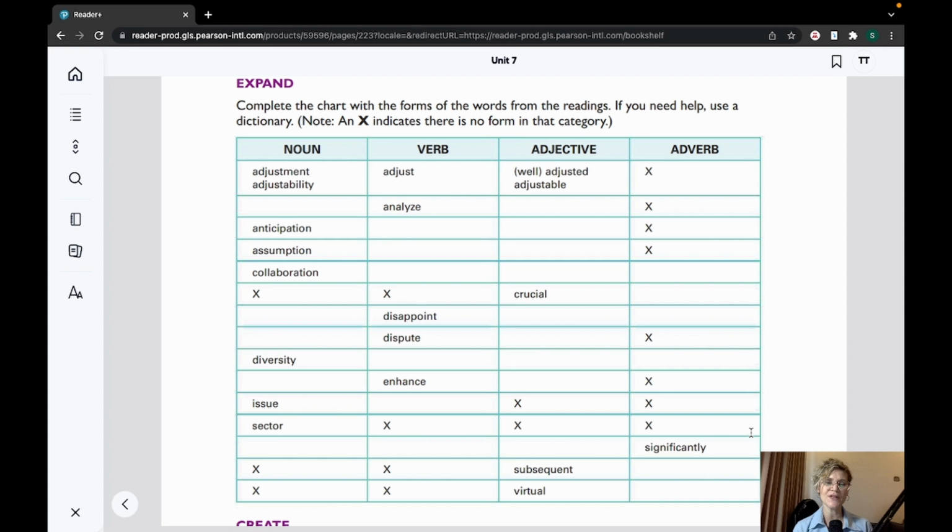For example, the first one, the noun: adjustment or adjustability. The verb would be adjust. The adjective will be adjusted, well adjusted, or adjustable, but there is no adverb. So if in any of these parts you don't have the form, then just put a cross. I'd like you to fill this chart out. Go ahead.